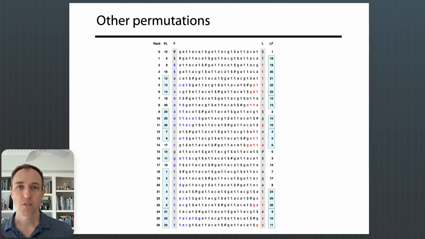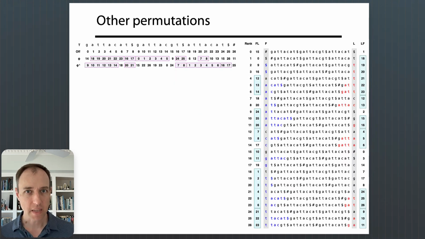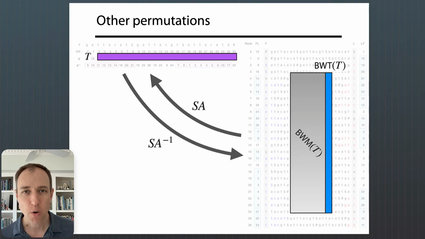Okay, so the last point I want to make about what permutations we can use the move structure to represent is that we don't have to limit ourselves to LF and FL. We can think about phi and phi inverse. So let's bring back, again, the two panels of that fundamental movement slide. I just arranged them differently. This time I arranged T horizontally, and then I arranged the Burrows-Wheeler matrix the usual way.